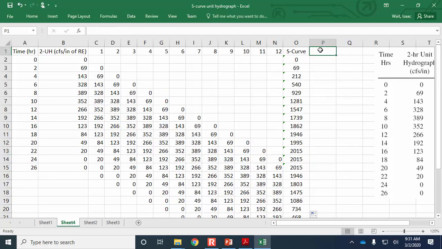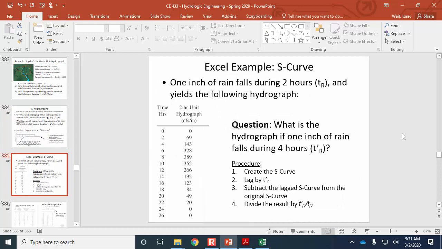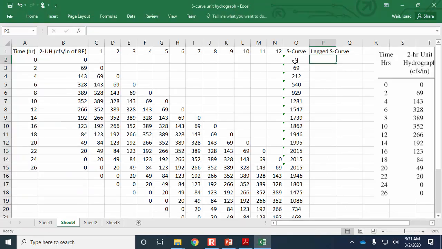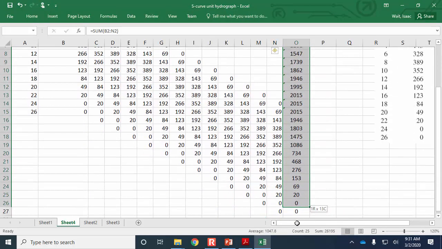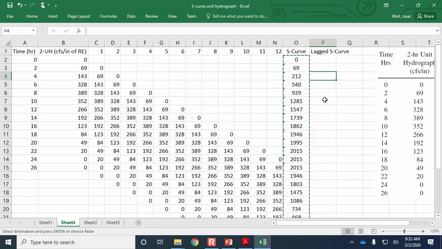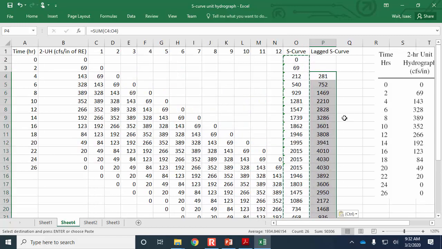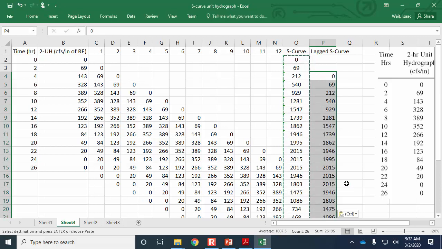All right, so the next column, the lagged S-curve: you lag it by the number of periods that you want the new unit hydrograph to be. In the problem statement, we're transforming from a 2-hour to a 4-hour unit hydrograph in this example. So we're going to lag by T prime R, which is the desired storm duration of 4 hours. That means copy this resulting S-curve, Control-C, and then paste it starting at 4 hours. Somehow that didn't work, so paste the values, not the formula.